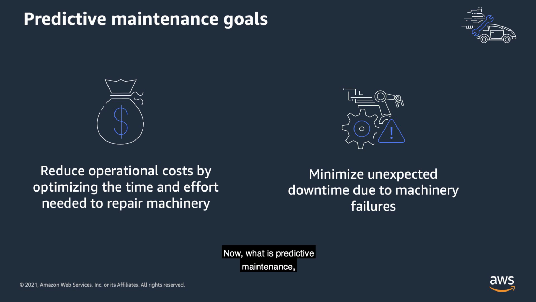Now, what is predictive maintenance and why is it important for businesses? Predictive maintenance is a proactive strategy for minimizing machinery maintenance downtime by predicting machinery failures. Some of the main goals for predictive maintenance are: 1. To reduce operational costs by optimizing the time and effort needed to repair machinery, and 2. To minimize unexpected downtime due to machinery failures.